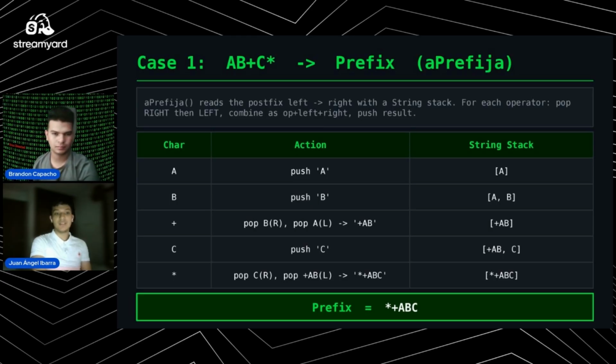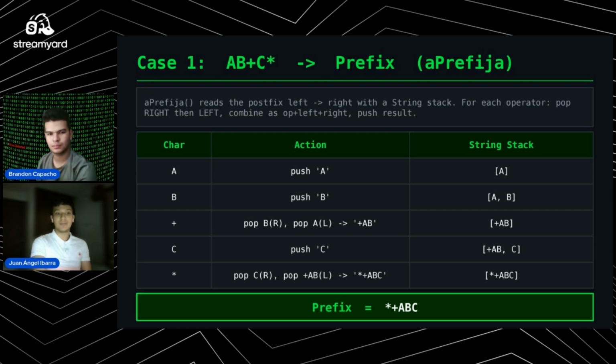We read the C and push it. The stack holds A, B, and C. We read the times, we pop C as the right, pop plus A, B as the left, and form the string times plus A, B, C. Prefix result: times plus A B C.